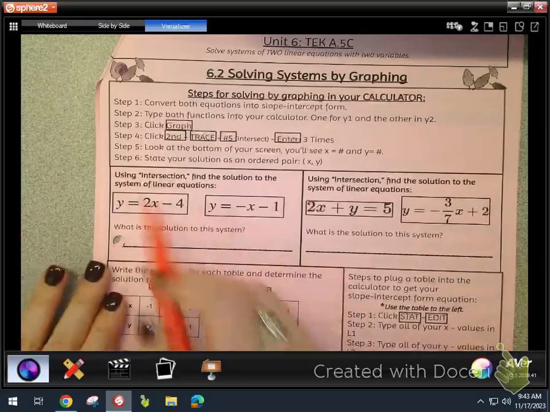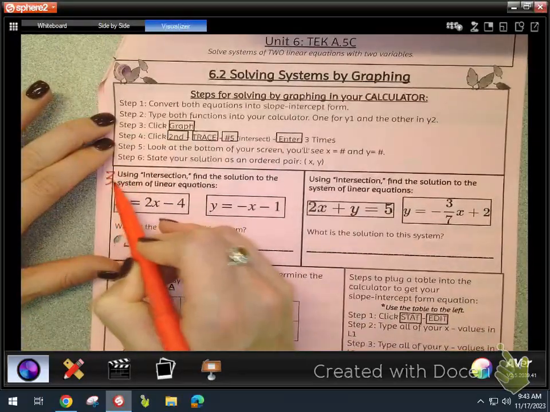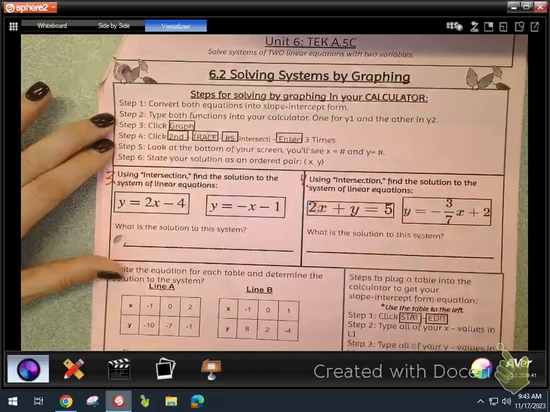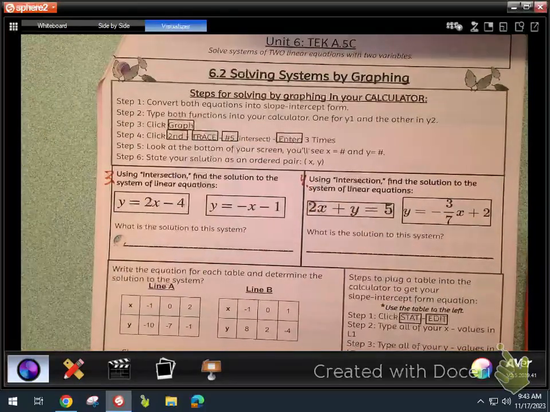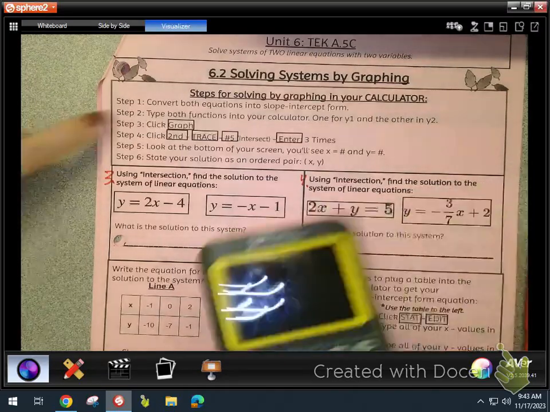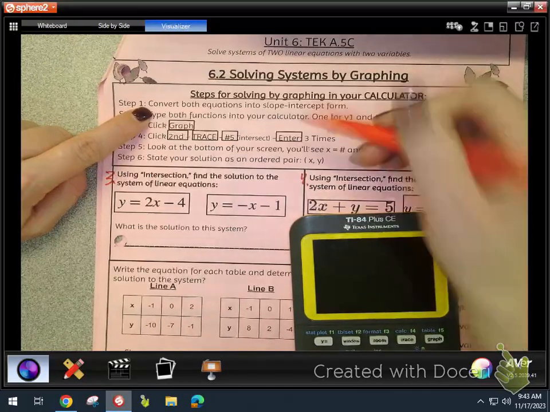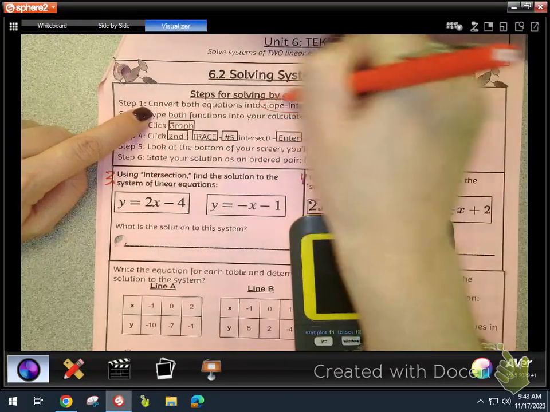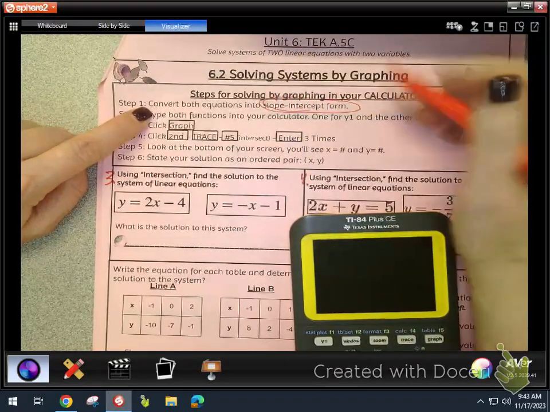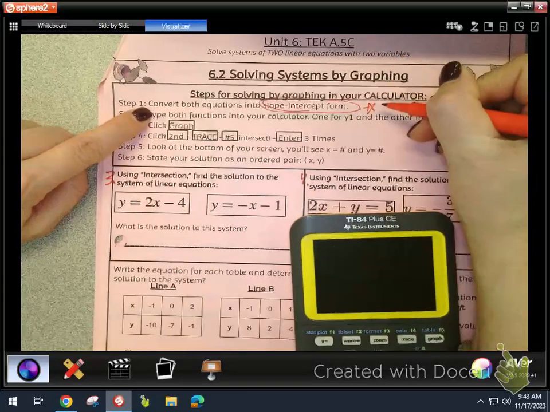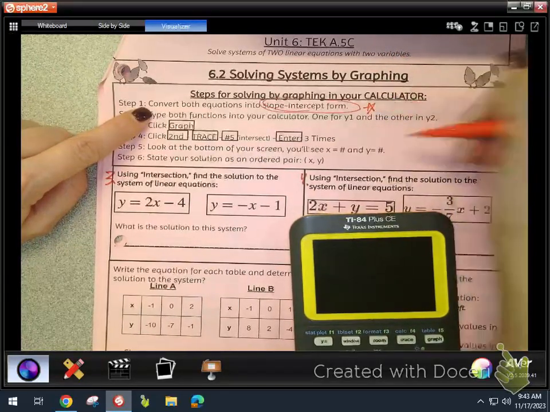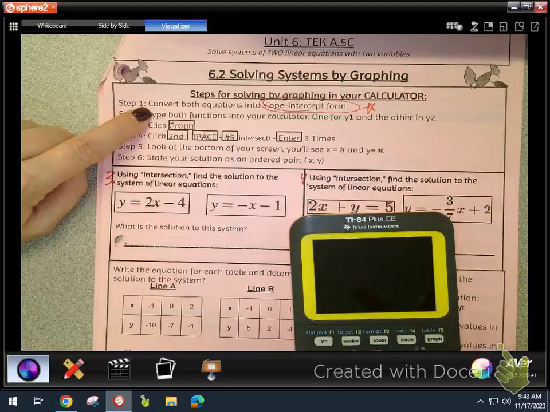So the first thing we're going to do is these problems. I'm going to label them 3 and 4. And we're going to do it graphically using our calculator. I'm going to show you that you can do this without actually putting them on a graph. So here are our steps. We need to make sure that both equations are in what form? Slope-intercept form. Fair warning, you are going to have to convert your equations to slope-intercept form a few times, and we'll practice that on some of the problems.